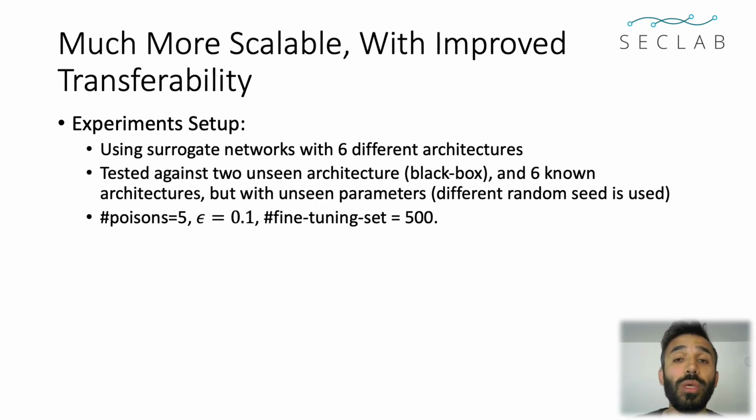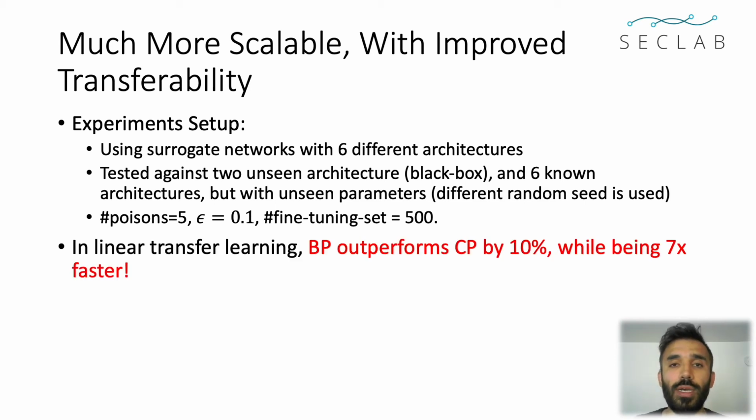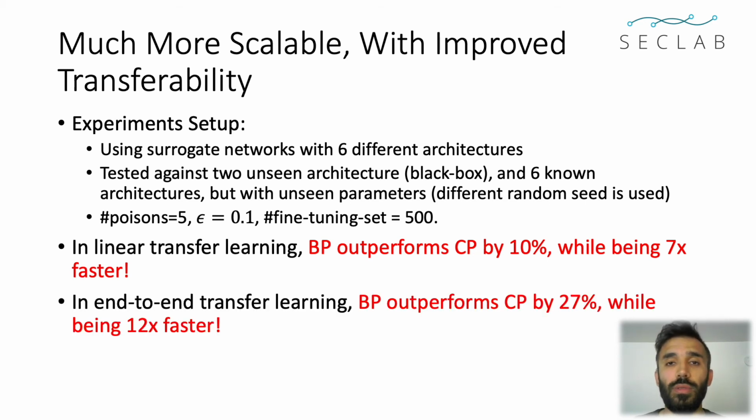We have done a wide range of experiments which you can find in the paper, and across all of them we were better than the previous works. But here I only report the numbers for the settings that were used by the state-of-the-art attack, Convex Polytope. In linear transfer learning, BP achieves 10% higher attack success rate while being 7 times faster. In end-to-end transfer learning, Bullseye Polytope outperforms CP by 27% while being 12 times faster.